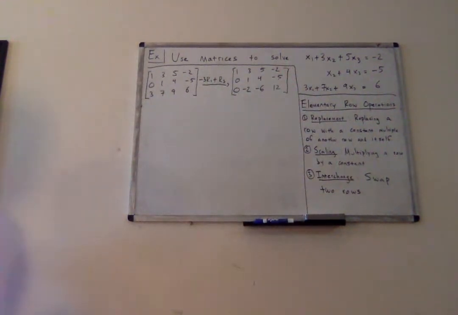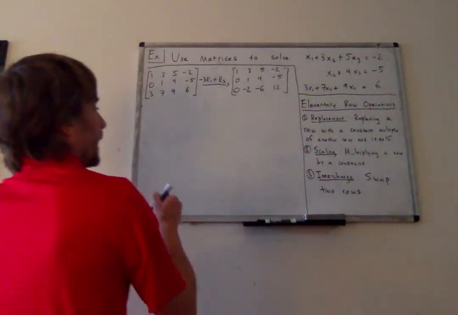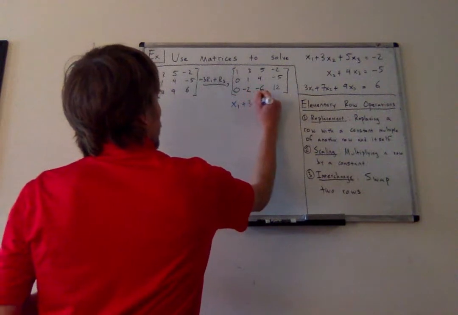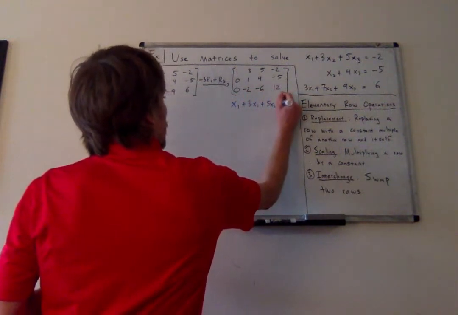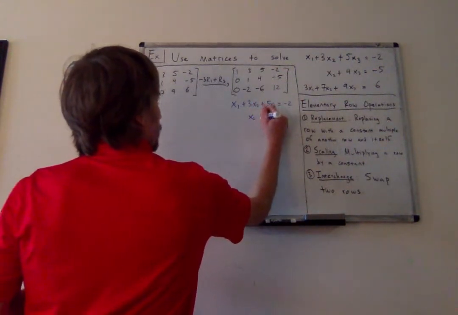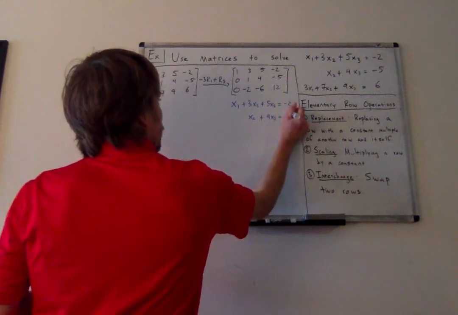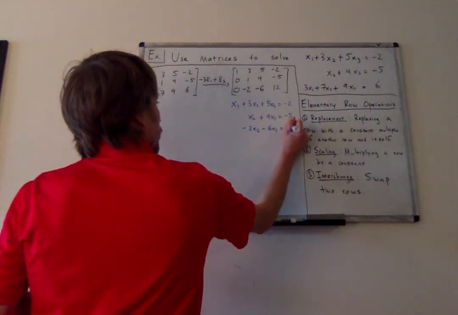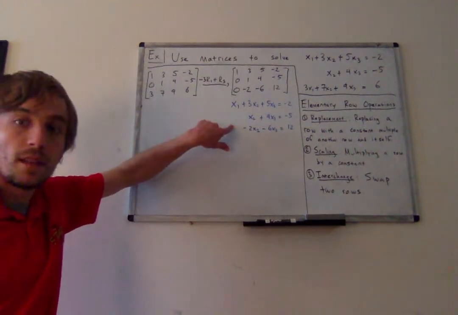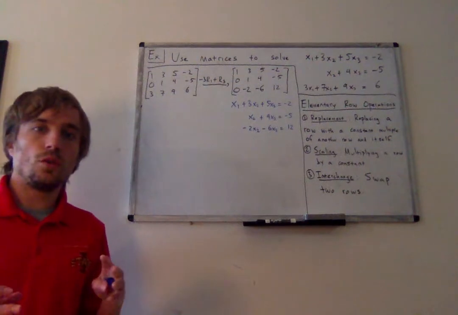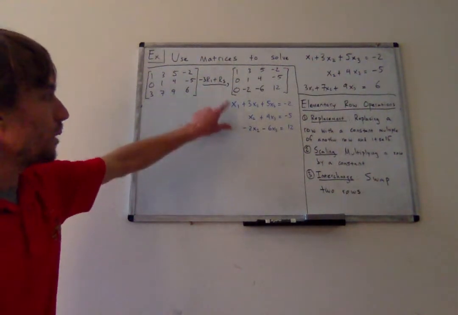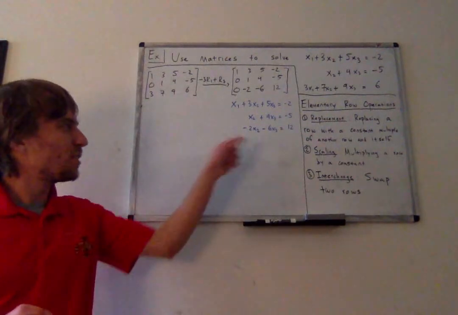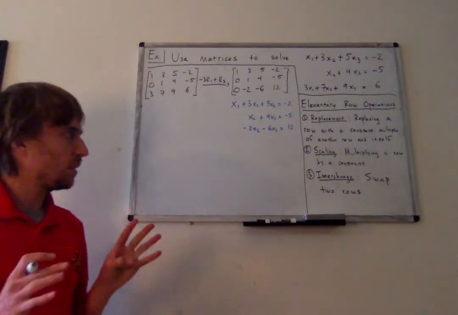For reference, what we just did is create a new system of equations: x1 plus 3x2 plus 5x3 equals -2, x2 plus 4x3 equals -5, and now the new equation that we added equals 12. This would be the augmented matrix corresponding to this system of equations. What we just did is create a new system that has the exact same solution as the old system. As you can see, this new system isn't really any easier yet to see the solution to.